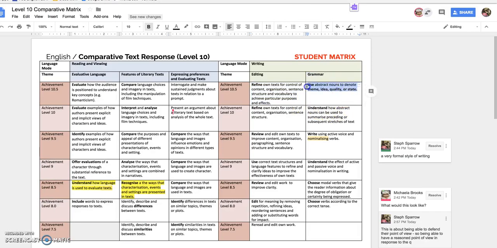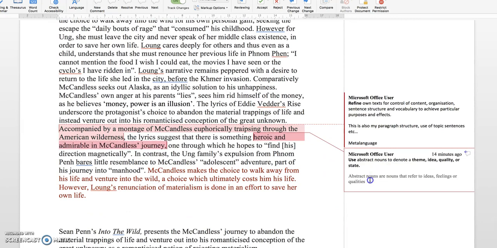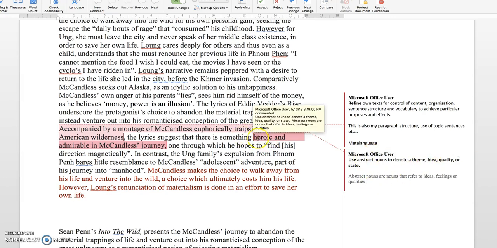Use abstract nouns to denote a theme, idea, quality, or state. Don't get too caught up with this abstract nouns. Have a look at this part. Theme, idea, quality, or state. So it's about what I'm linking to in one of these ideas. So if I scroll down again, abstract nouns are nouns that refer to ideas, feelings, or qualities. Ideas, feelings, or qualities. Alright, so what's an example of this?